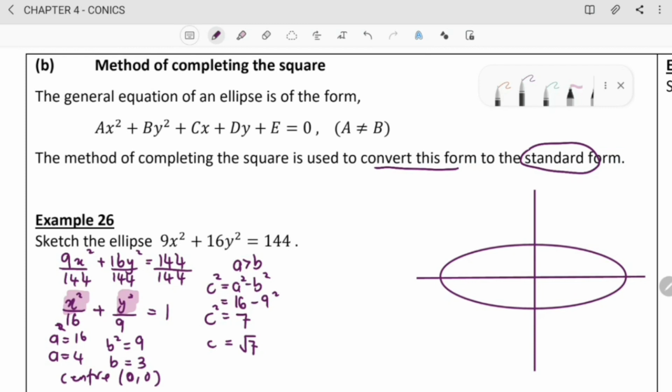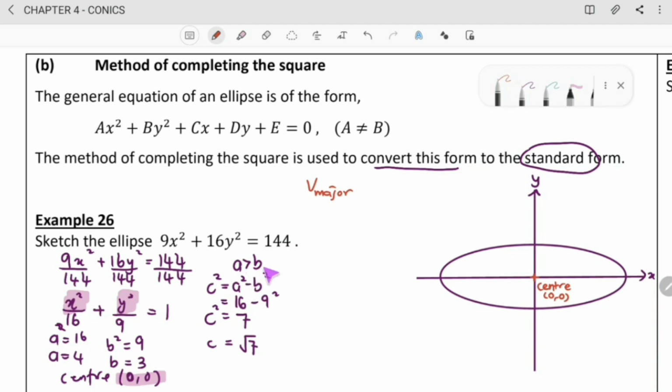Now we are going to sketch the ellipse. This diagram has already been sketched for you. So first you need to label the x and y axis, in order to get the marks. And your center will be 0, 0 here. So you need to label here the center at the origin. And then you need to have the vertices of the major axis.